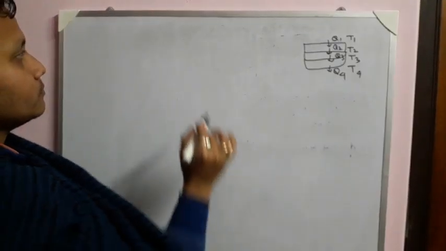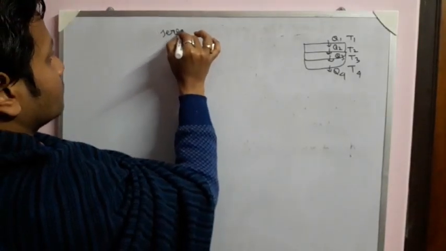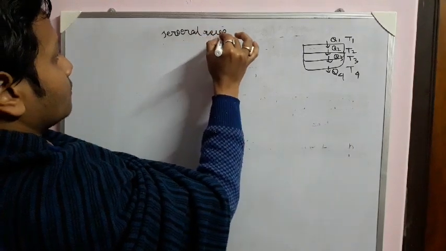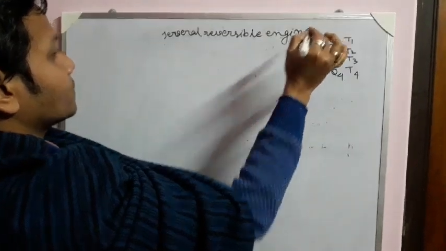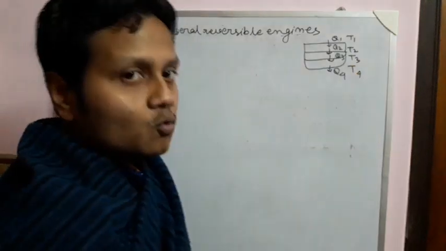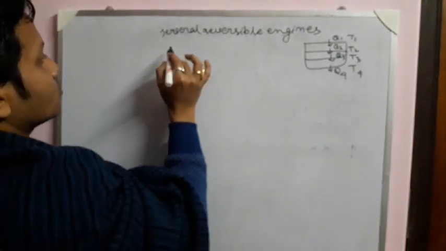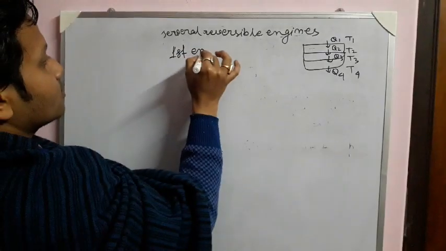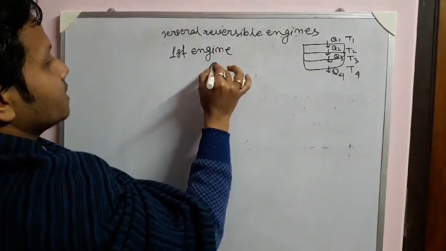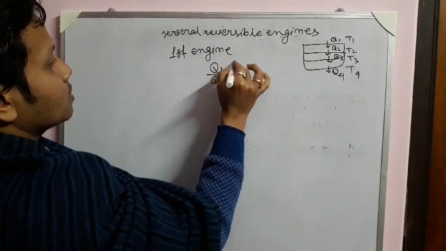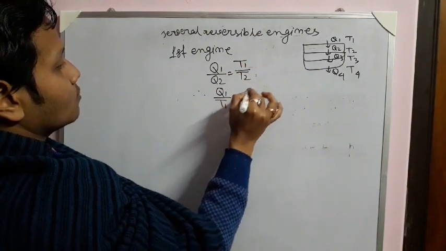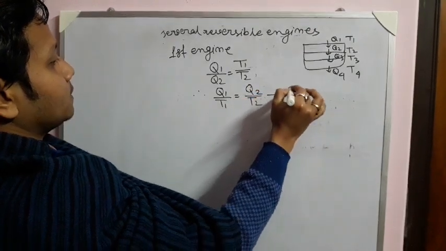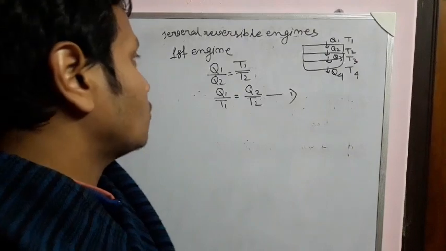Several reversible engines, we consider. Now the first engine absorbs Q1 heat from a source at temperature T1 and rejects Q2 heat to a sink at temperature T2. So for the first engine, what can we write? We can easily write Q1 upon Q2 equals T1 upon T2, from which we can write Q1 upon T1 equals Q2 upon T2. Let us name this equation 1, say.